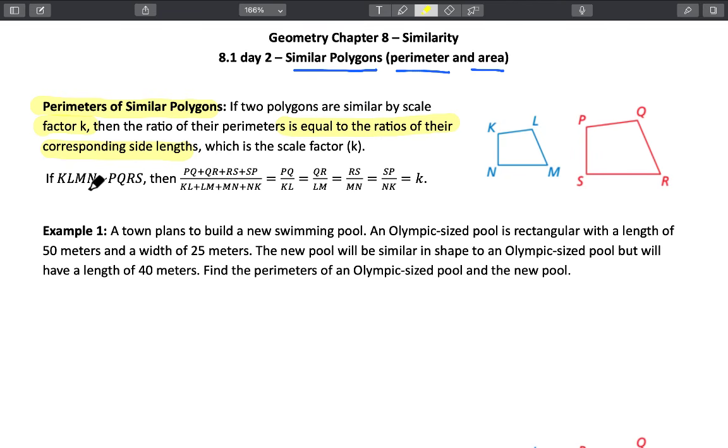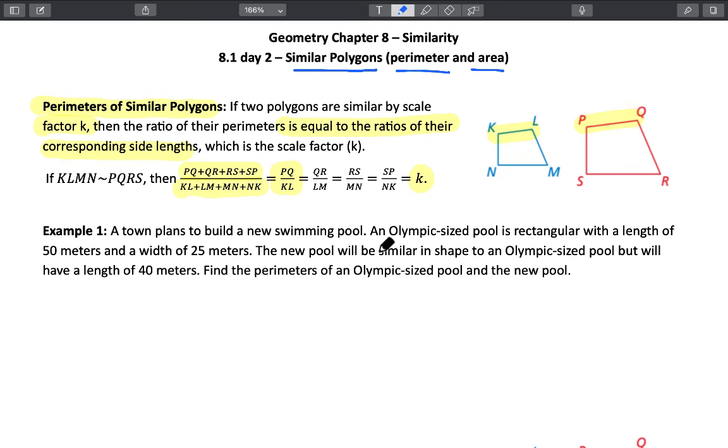So here, KLMN is similar to PQRS, and if we add up all of the sides of the larger red quadrilateral and divide it by the sum of all of the sides of the blue smaller one, then that similarity ratio will be the same as the ratio of one of their corresponding sides, such as PQ over KL. And that all simplifies down to the scale factor k. Remember, scale factor and similarity ratio are used interchangeably here.